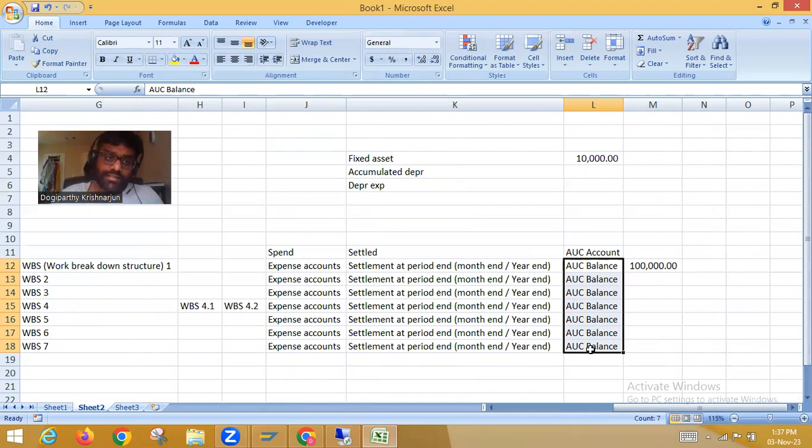So there are certain guidelines that each and every company follows as per the reporting standards on the time frame that a company can have balances under asset under construction, based on the nature of the project that they are going to take up, et cetera.